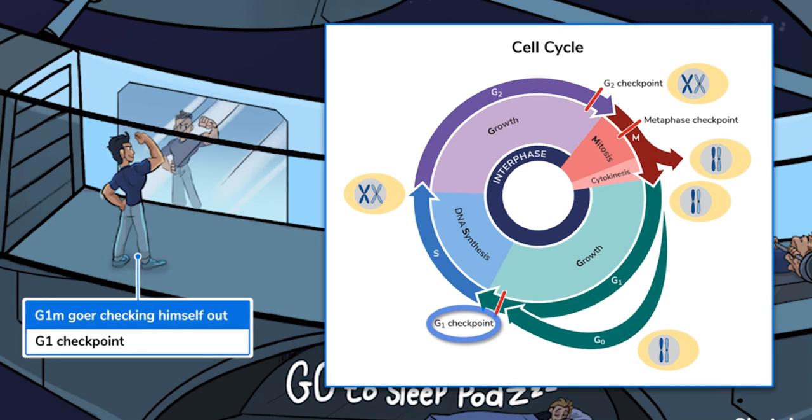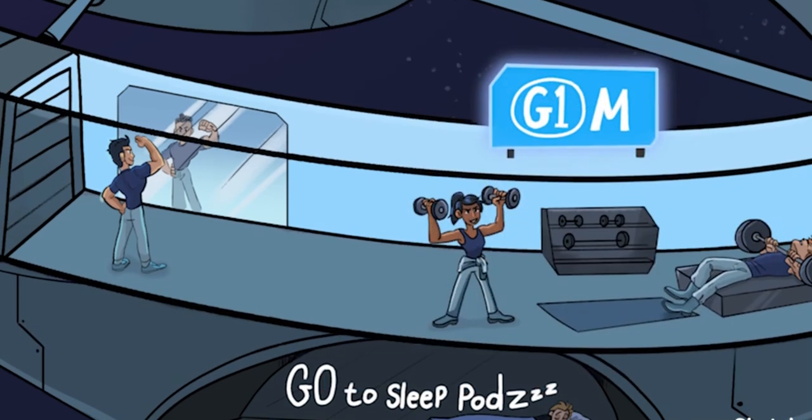This process is regulated by specific growth factors such as insulin, platelet-derived growth factor, epidermal growth factor, and erythropoietin. They specifically bind to tyrosine kinase receptors, allowing the cell to enter the S phase. Alright, one checkpoint down, two more to go.